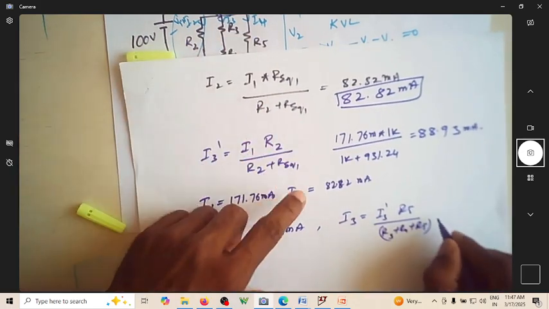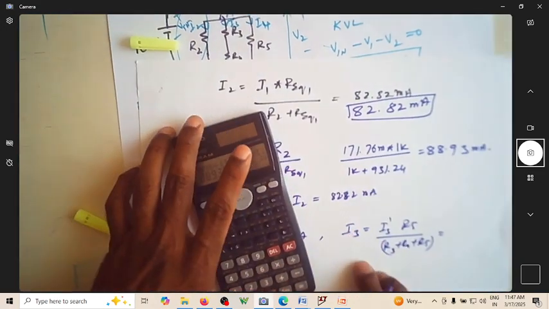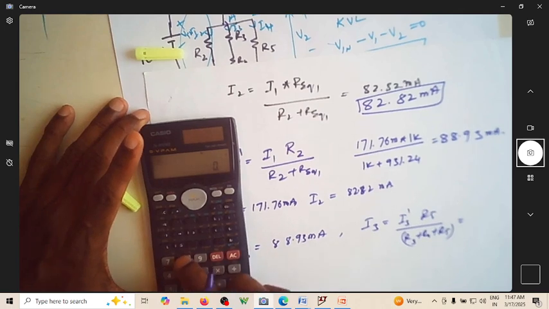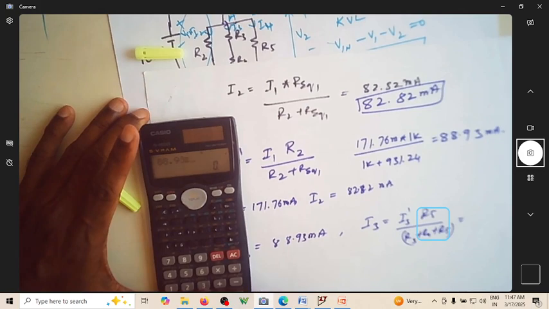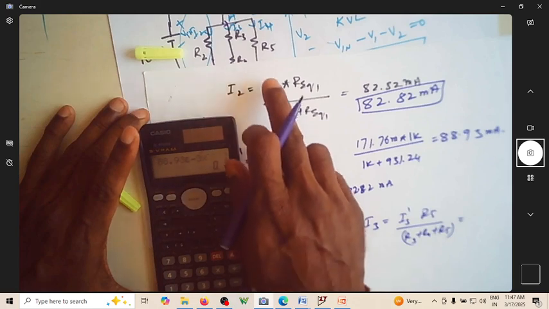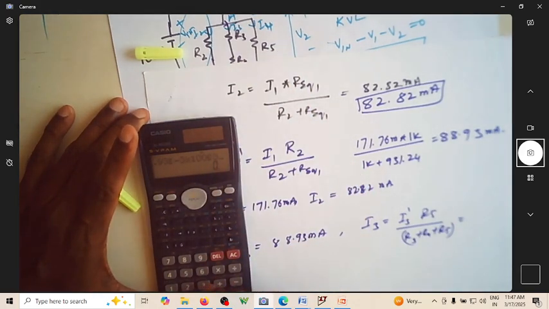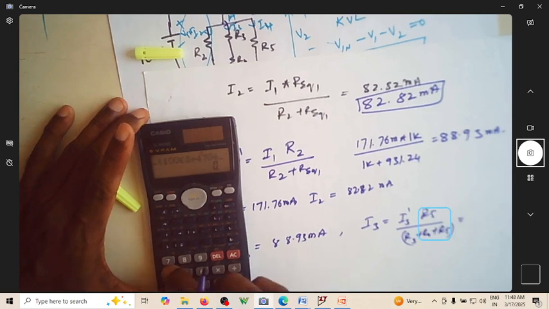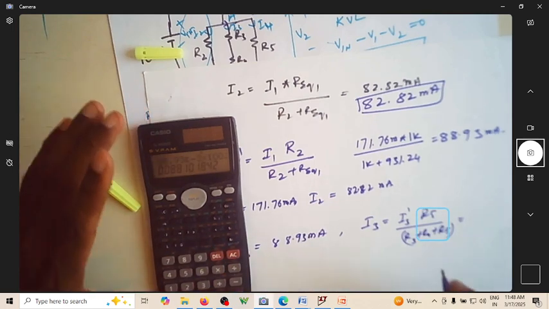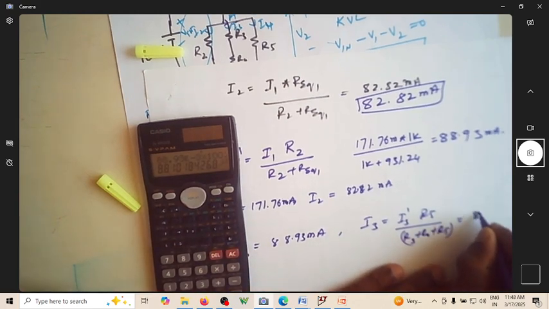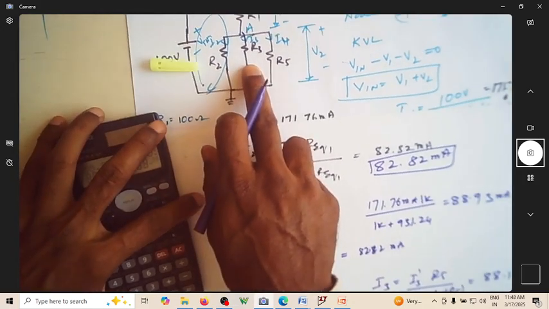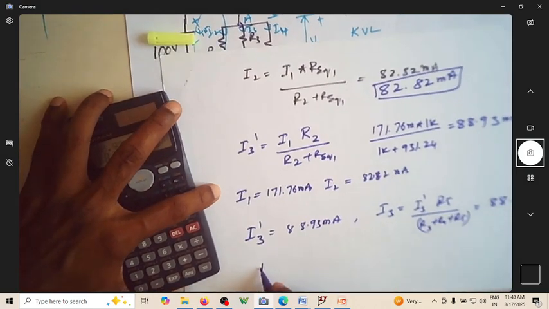So what will this be? How much is I3 dash? It is 88.93 exponential of minus 3 into R5, which is 100 exponential 3, divided by 100 exponential 3 plus 470 plus 470. This happens to be 88.1 milliamperes. This is the exact I3. So I3 is this. How much is I4?